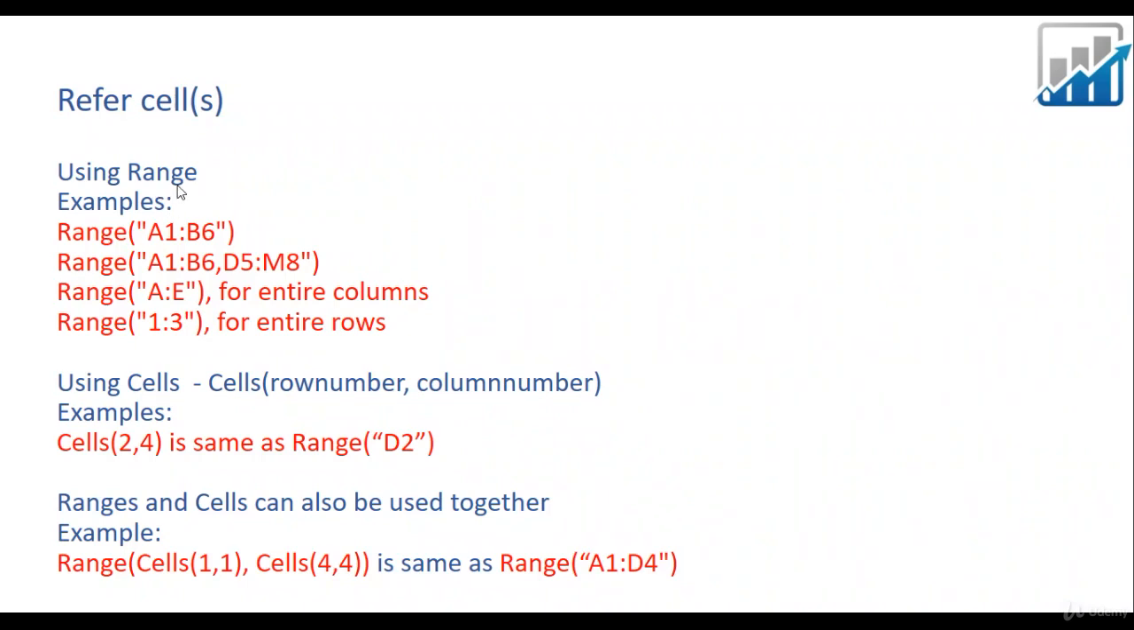Now just like we've got range over here, we can also use cells also. For cells, the syntax would be cells followed by row number and then column number. Over here it was just the name of the cell. So for example, cells 2 comma 4, which is basically my second row and my fourth column. My fourth column is D. So this will translate into my range as D2. Similarly, we can use range and cells together. So for example, cells 1 1 will be A1 and cells 4 4 will be D4. So this will translate as range A1 colon D4.